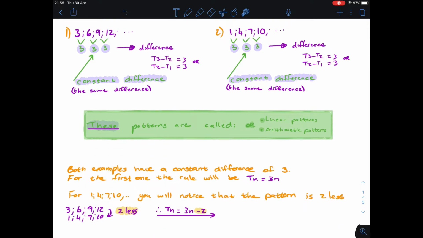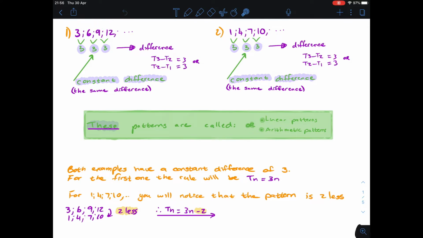So example 1, you will see that is 3, 6, 9, and 12. So it kind of looks like the times table of 3. So just keep that in mind. So from the 3 to get to the 6, and from the 6 to get to the 9, and from the 9 to get to the 12, every single time I had to do something.